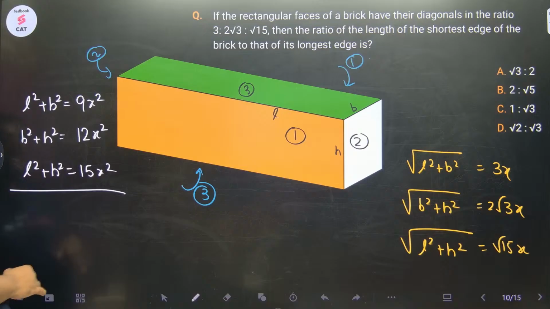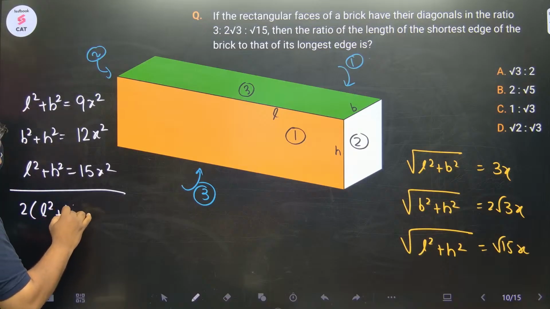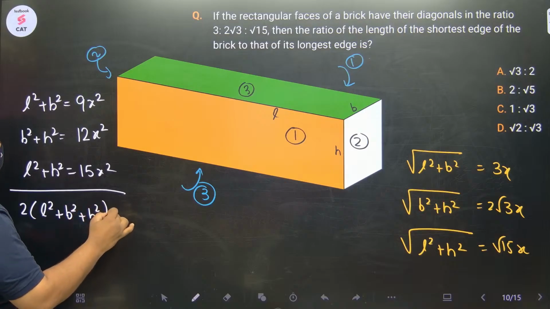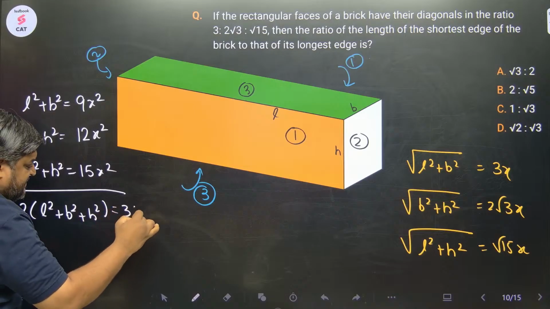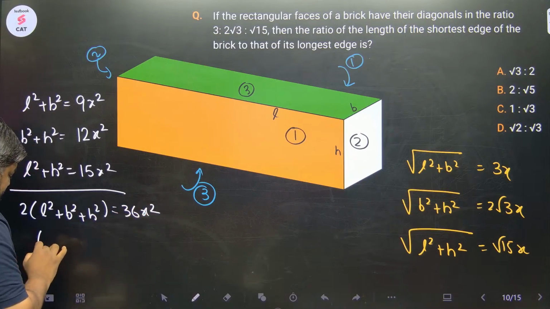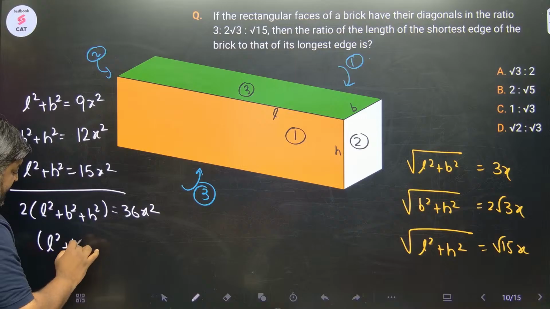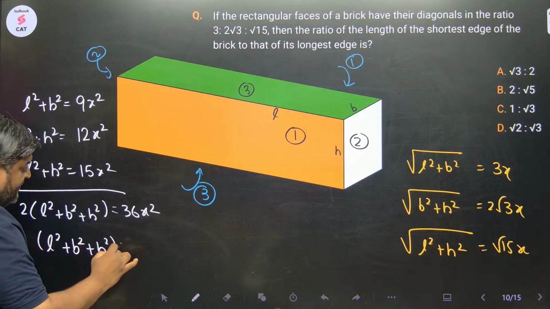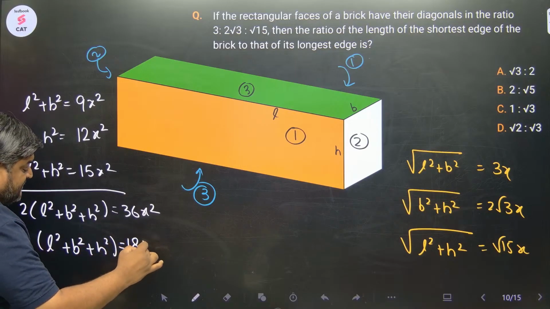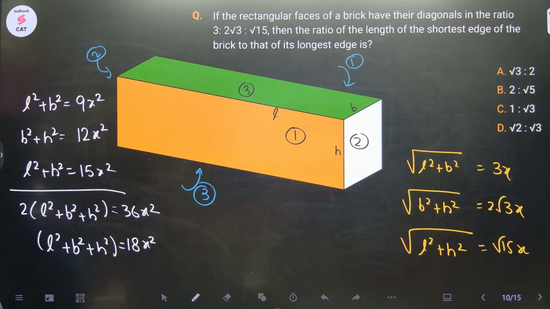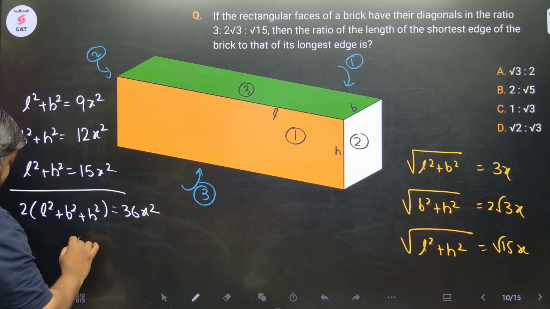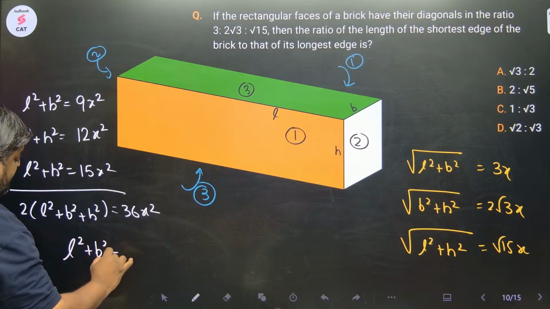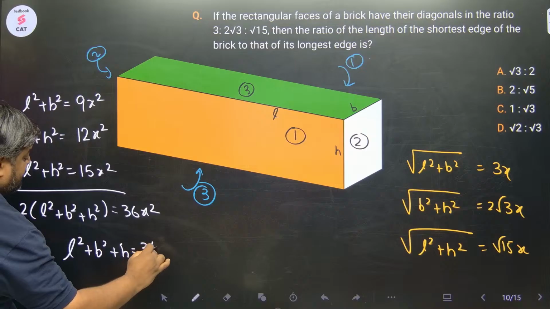अगर इन तीनों को ऐड किया तो you will get 2 times l square plus b square plus h square equals 9 plus 12 is 21, 21 plus 15 is 36x square. So l square plus b square plus h square is 18x square. ब्रैकेट से बाहर रखते हैं, 2 times (l square plus b square plus h square) is 36x square.